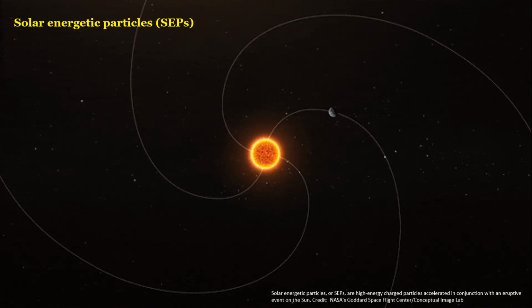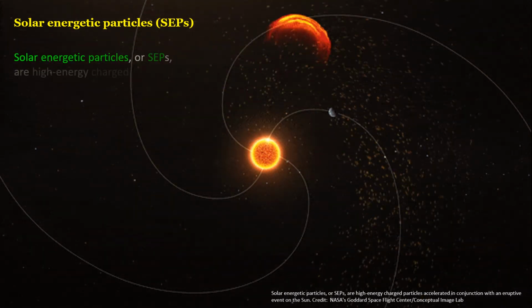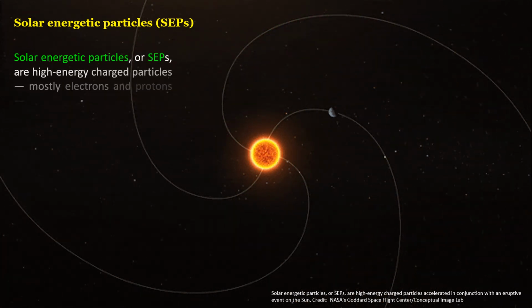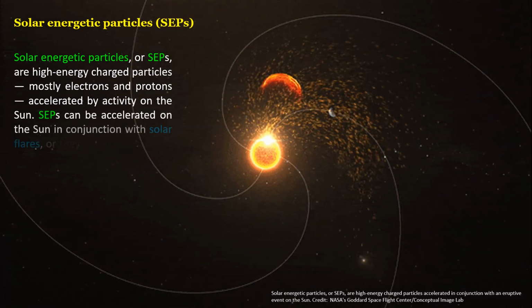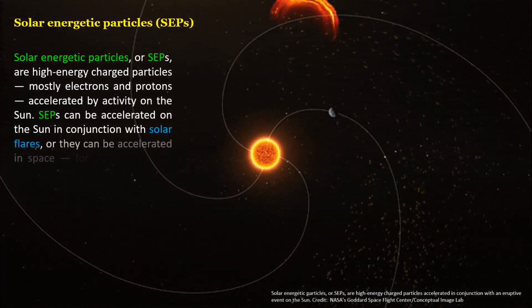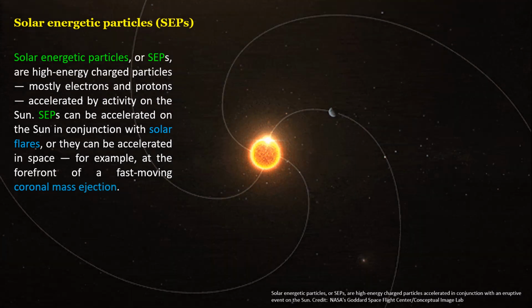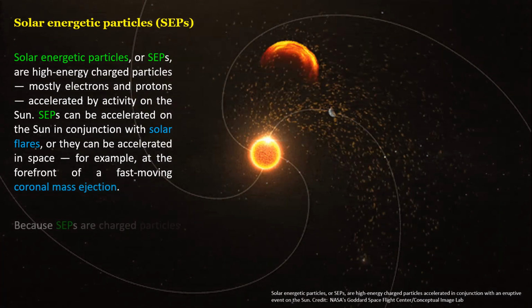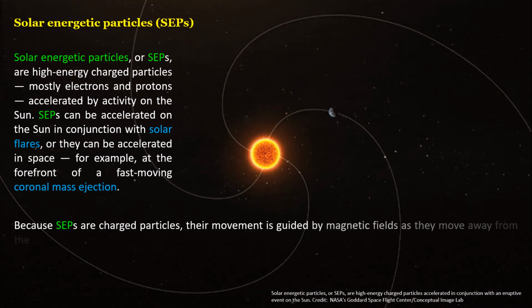Solar energetic particles. Solar energetic particles, or SEPs, are high-energy charged particles, mostly electrons and protons, accelerated by activity on the Sun. SEPs can be accelerated on the Sun in conjunction with solar flares, or they can be accelerated in space, for example, at the forefront of a fast-moving coronal mass ejection. Because SEPs are charged particles, their movement is guided by magnetic fields as they move away from the Sun and travel through space.